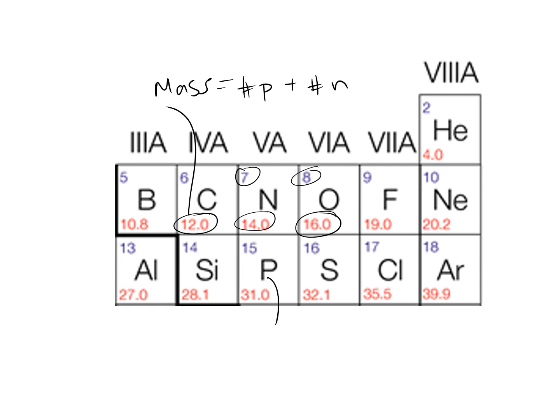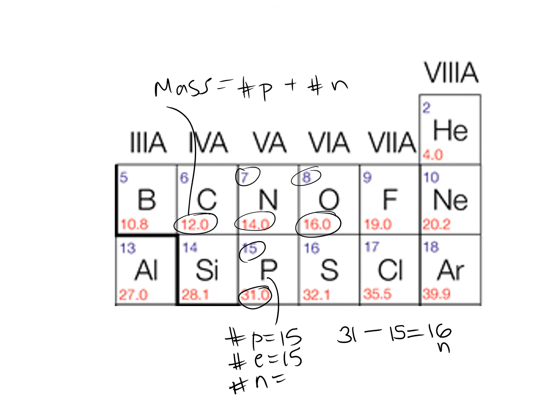P stands for phosphorus. What does 15 tell us? There are 15 protons. There are 15 electrons. And then, what about the number of neutrons? Well, we know this mass number down here, 31, has protons and neutrons. If I subtract away the number of protons, that gives me the number of neutrons. So in fact, there's 16 neutrons in a phosphorus atom.